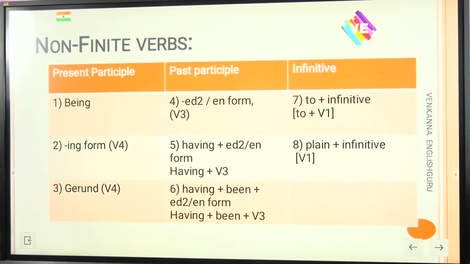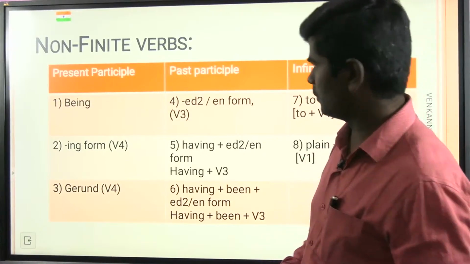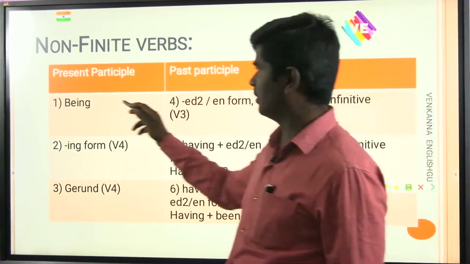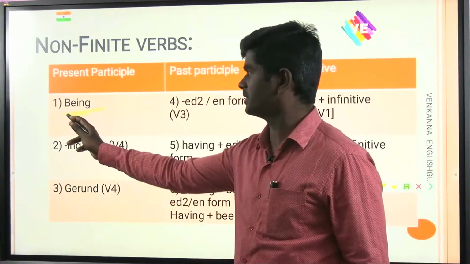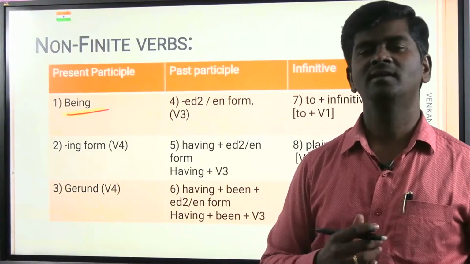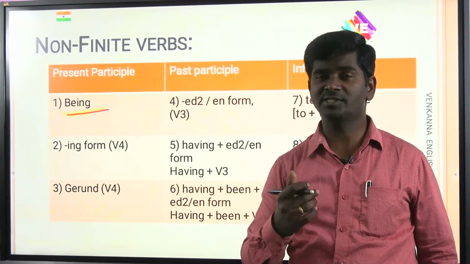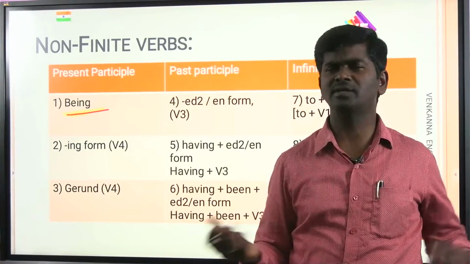Okay, so that I'll start. See, how many are there? There are 8 non-finite verbs. You can see, my friends. And 8 important non-finite verbs. One is being. So first concept is being. How to use being? So what is being? And in which context are you going to use this being? And what are the uses? If you know, that is non-finite verb.